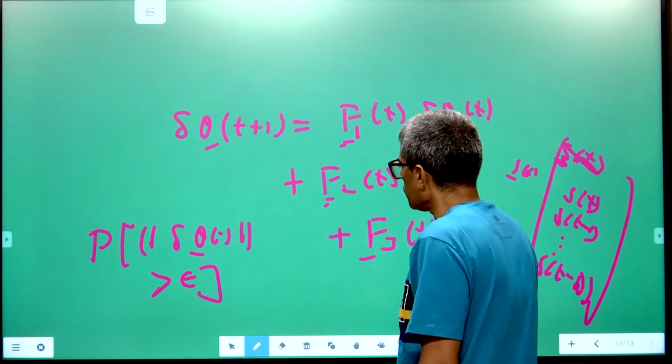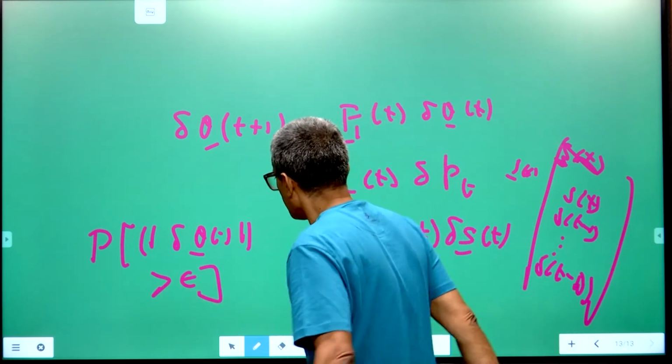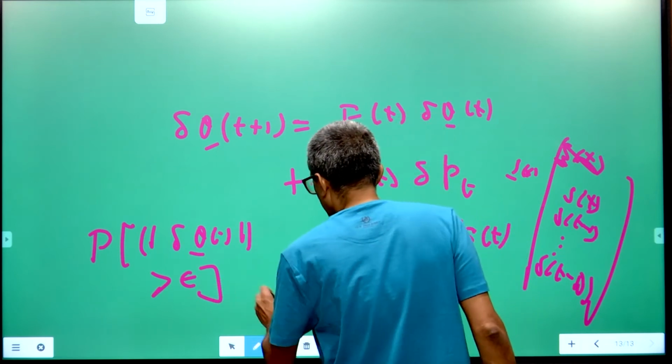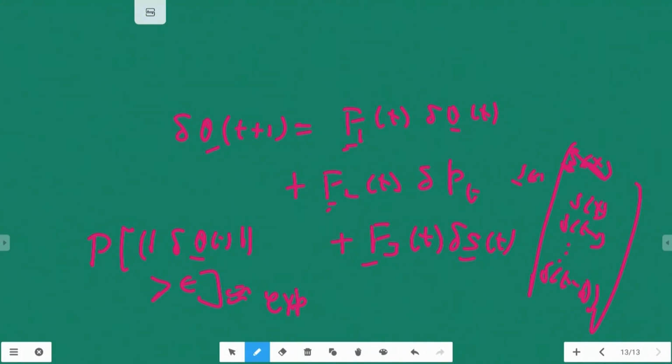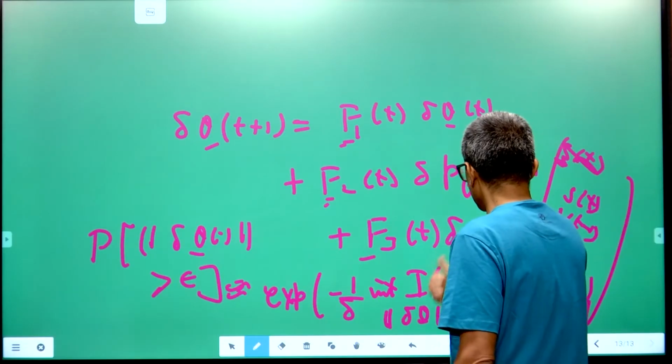So you compute this probability using the large deviation principle, by using the formula for this deviation probability in terms of the rate function. So essentially this is approximately exponential of minus 1 by delta times the infimum of the rate function of the delta theta process over all norm delta theta greater than epsilon, where delta is a small parameter in the noise in delta pt and delta st.